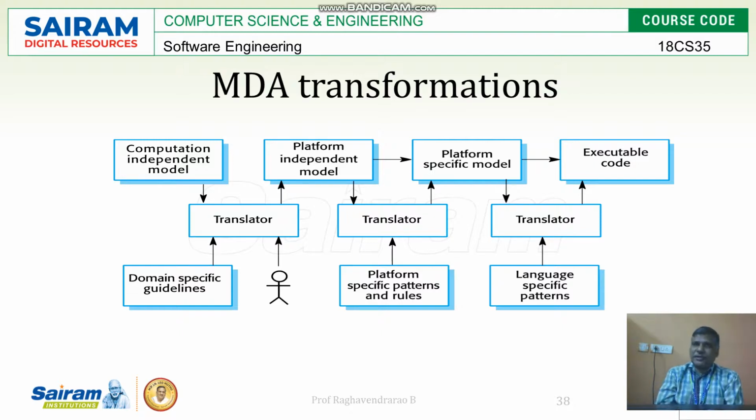Next, the accepted platform is given to the translator to produce the specific model, the platform specific model. Here, platform specific patterns and rules are given to the translator. According to that, it translates and gives the platform specific model. This model is again given to the translator to execute the code.